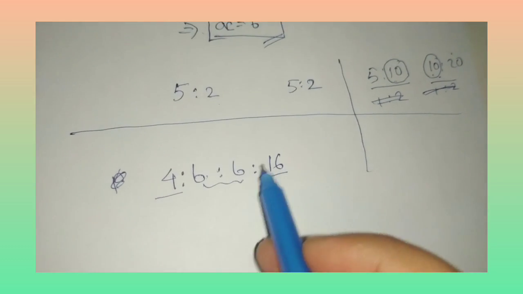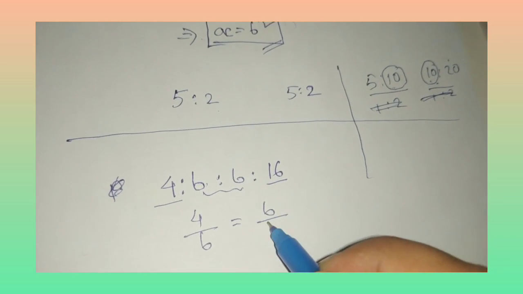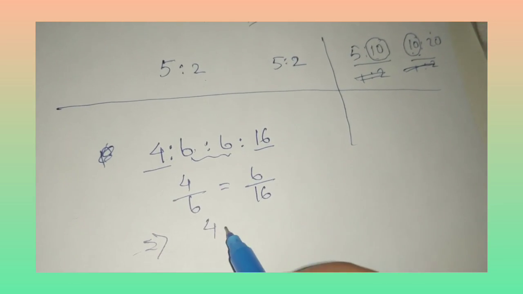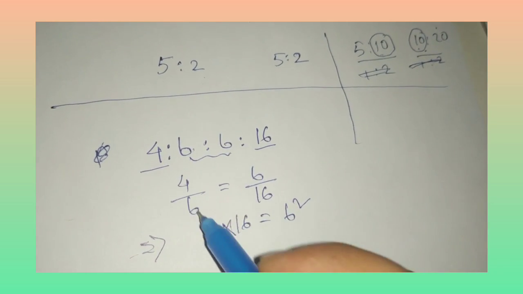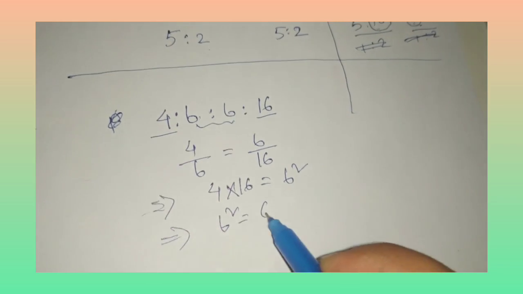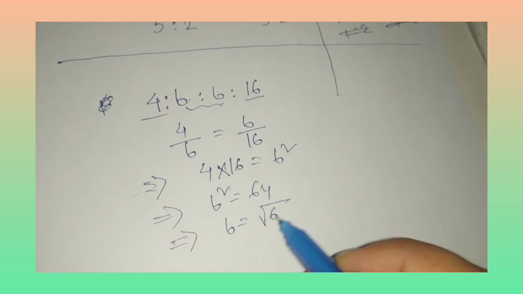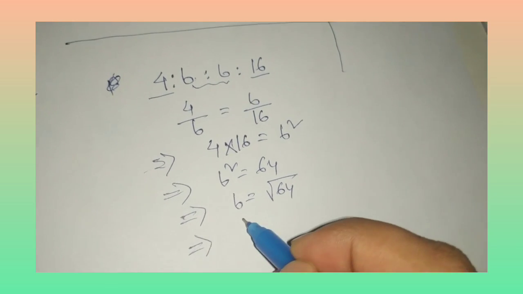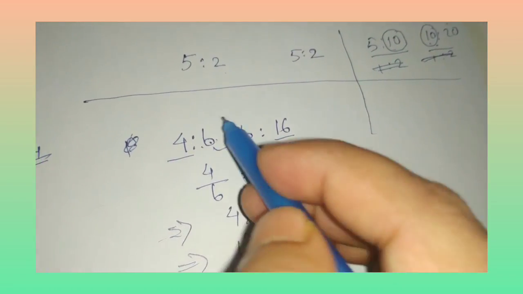From here I can write 4 by B equals B by 16, or, cross multiplying, 4 into 16 equals B into B, or B square equals 64, or B equals root 64. So what is the root of 64? The square root of 64 is 8. So the mid proportional is 8.